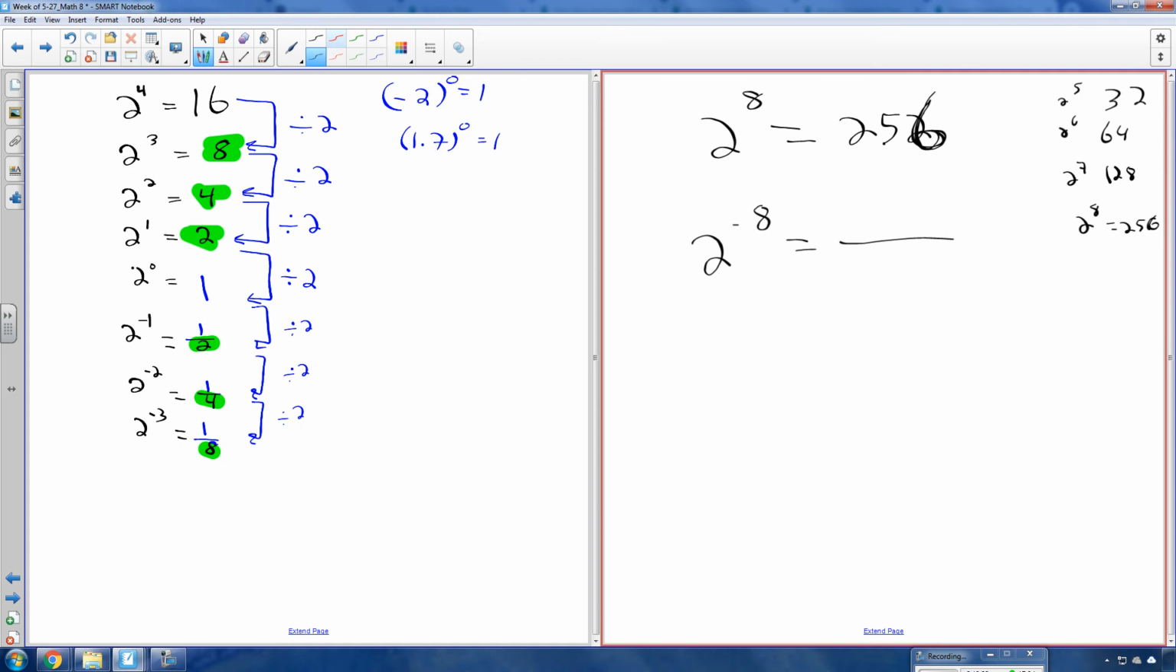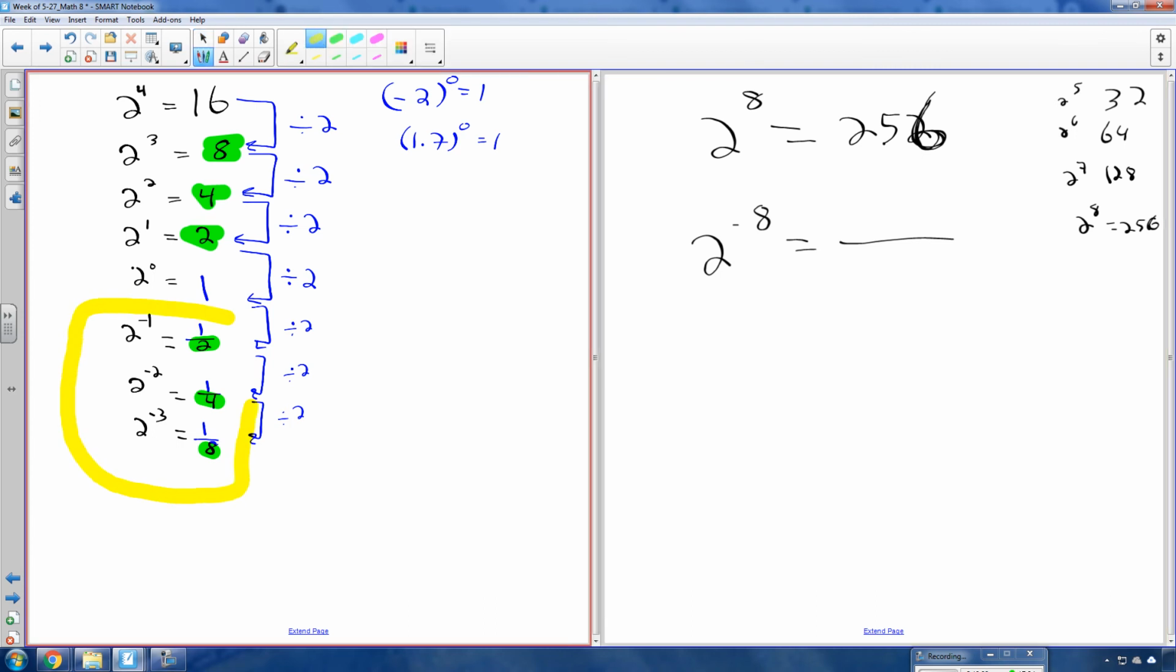No, because when we did the negative exponents on the left side, we didn't actually get negative answers. We actually just got fractional answers. Yes? Exactly. It's 1 over whatever 2 to the 8th was. 1 over 2 to the 8th, which is 1 over 256.